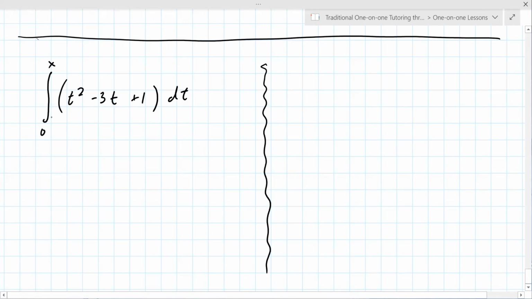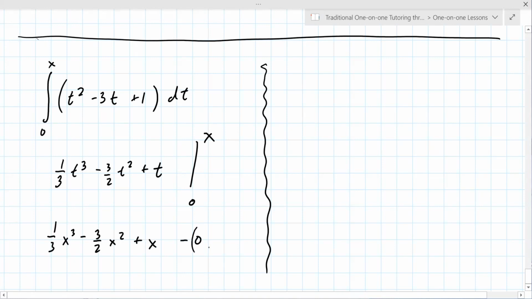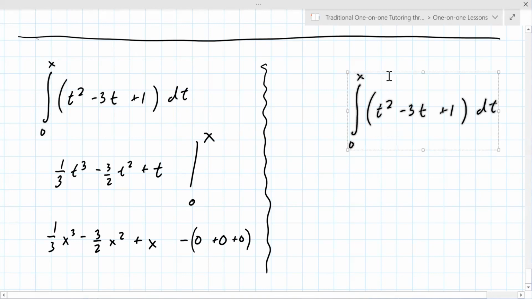So this one on the left is find the antiderivative, and then evaluate it from 0 to x. So that's 1/3 x cubed minus 3/2 x squared plus x minus 0. Now on the right, I'm going to write something really similar, but it's the fundamental theorem of calculus part something. I don't know which one.